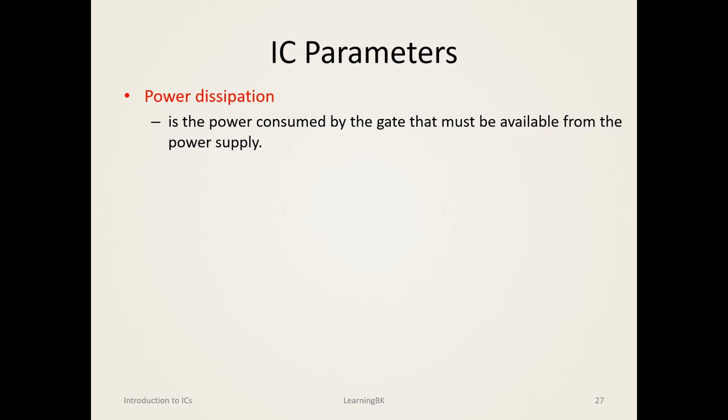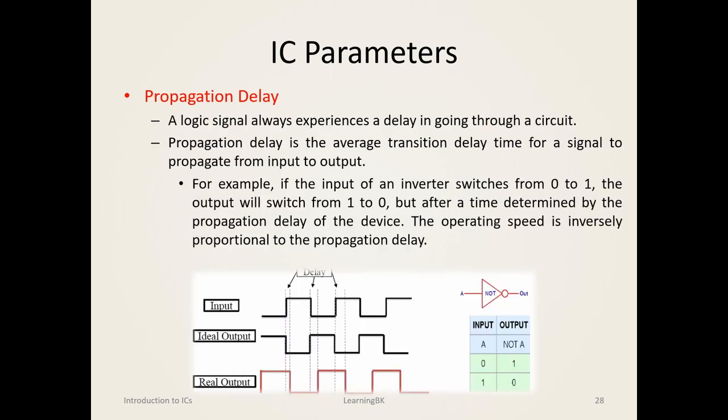Another important parameter of the IC is the power required or dissipated by a gate to achieve its logic functionality. It is usually given as the output current ratings, which can then be used to calculate the power. Propagation delay is the time taken by a signal from input to reach output. As you can see in the waveform below, signals in the real world always experience a delay.